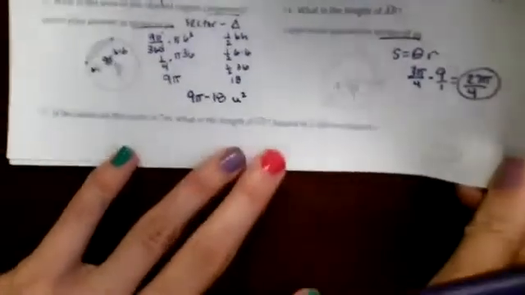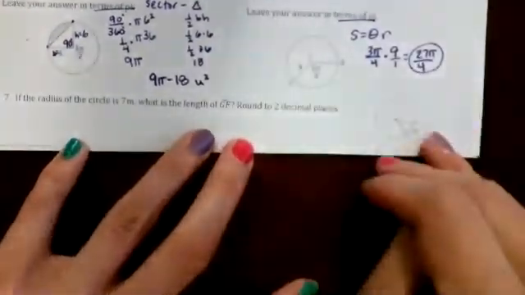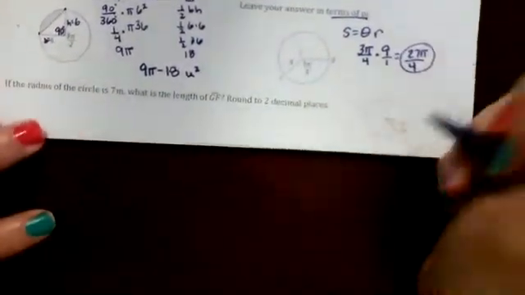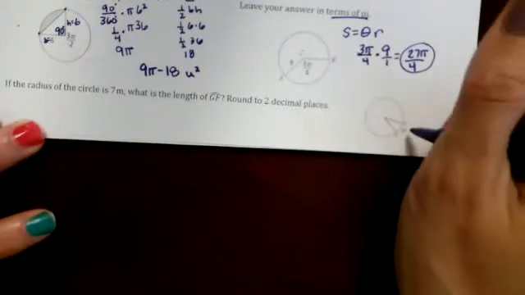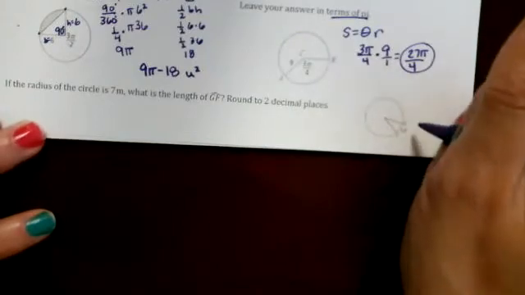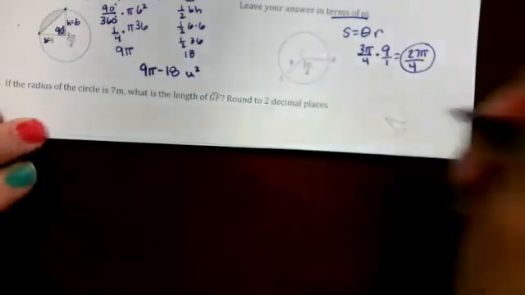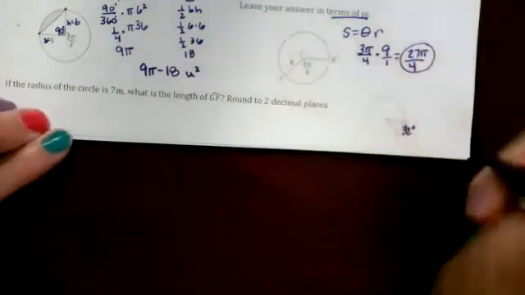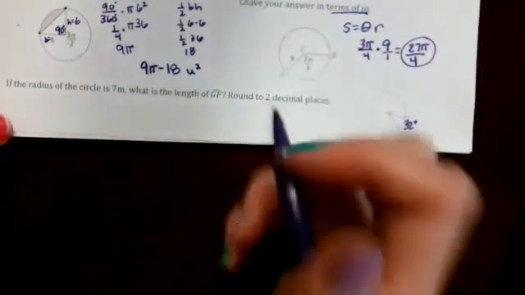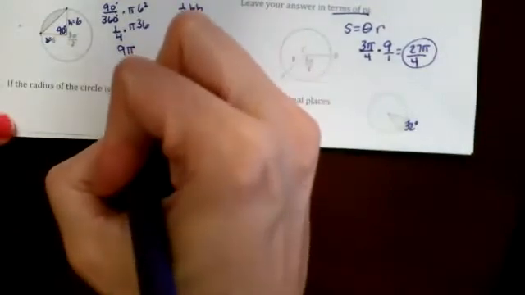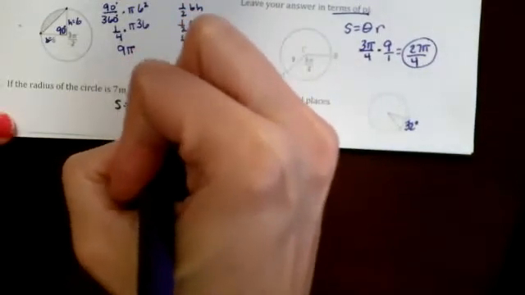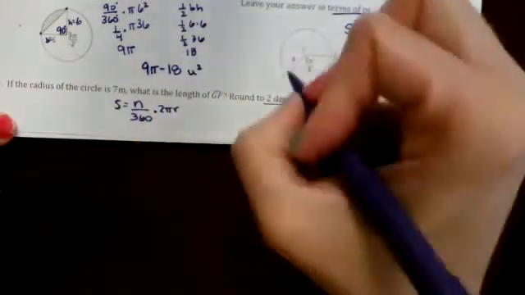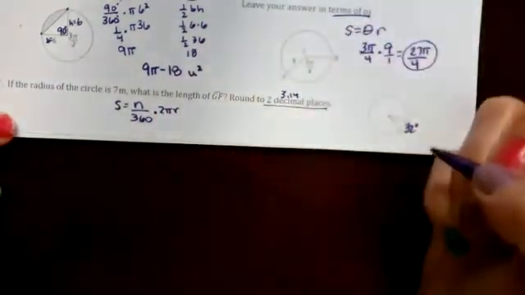And last one on this page, if the radius of the circle is 7 meters, what is the length of GF, round to 2 decimal places? Well, if you notice on your diagram, which you can see clearer on your paper, because the video is not as clear, this says 32 degrees. Since I'm using degrees, I know I'm going to use the formula that looks like this. Round to 2 decimal places tells me I'm going to use 3.14 for pi.